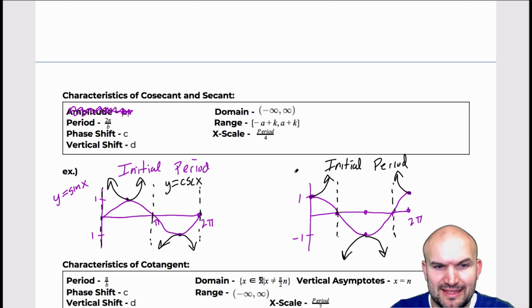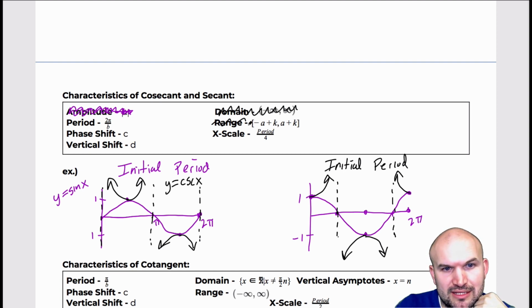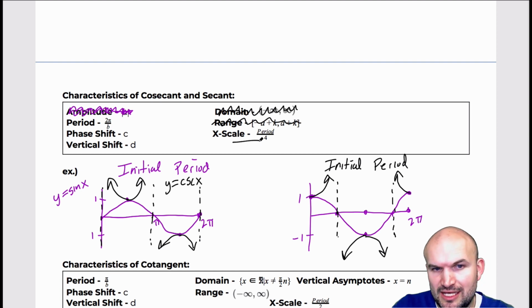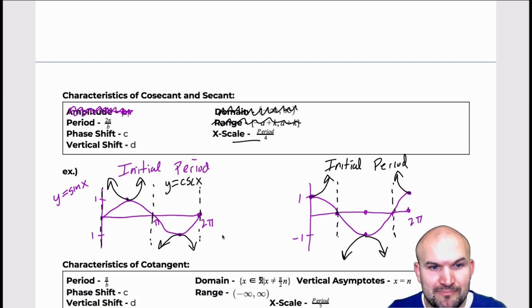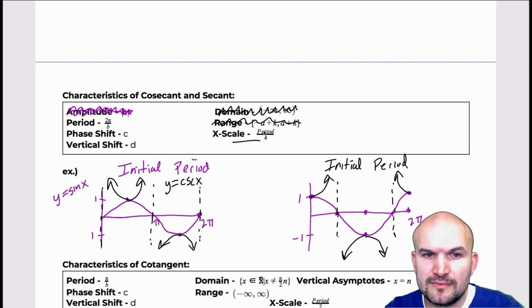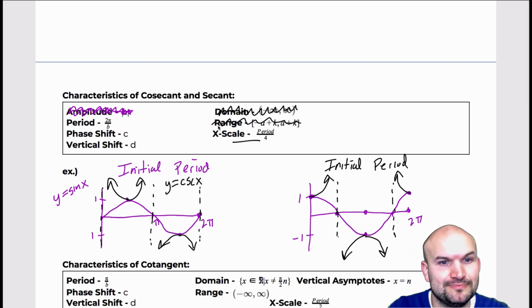So the main thing when we're looking at the cosecant and secant, what we're really going to be concerned about is that is incorrect. Man, I need to rewrite this. That is not the domain. That is not the range. The x scale is going to, again, be helpful for the period, phase shift, and everything else. What we want to do is be able to identify the asymptotes as well as the range. Sorry about that. So the main important thing when we're looking at cosecant and secant is identifying the asymptotes.